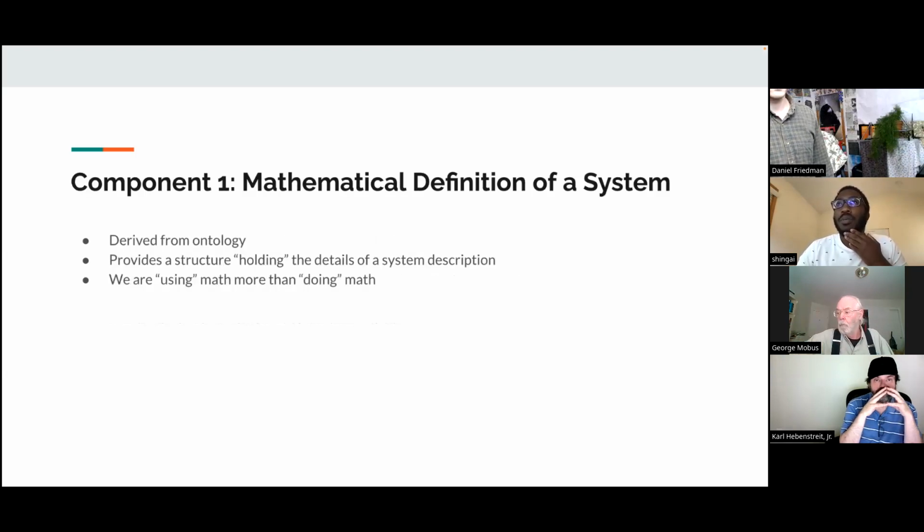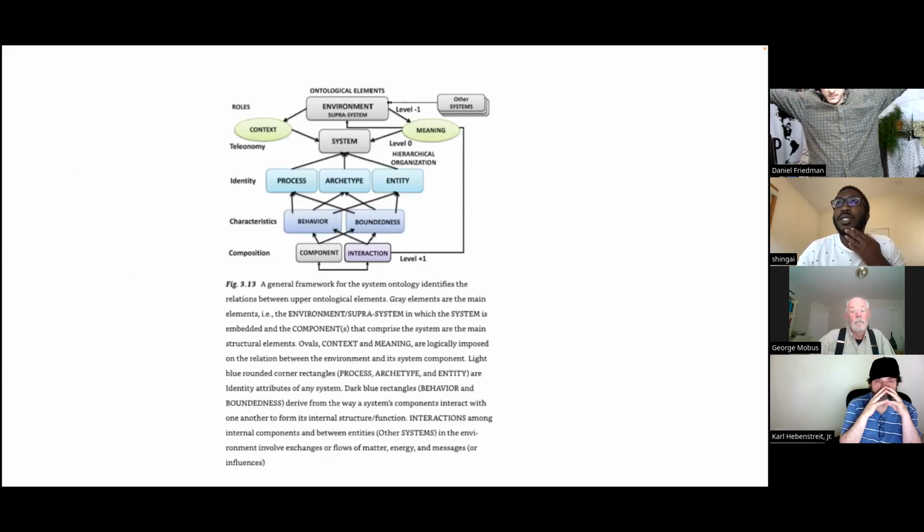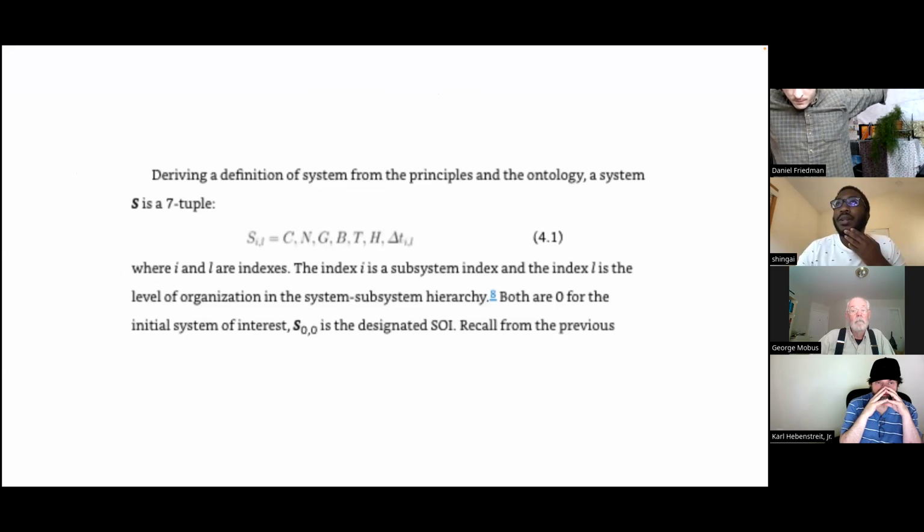The first component that sits at the core of this language is the mathematical definition of a system proposed in the textbook, which is derived from the systems ontology. This provides a structure for holding the details of a system's description. In the textbook, it's presented as us using math more so than doing math. Here's a quick glimpse at the systems ontology from which the mathematical framework is derived. Not going to go too deep into it in this moment. And then here is the mathematical definition of a system. It's a little bit blurry, but hopefully you can still see.